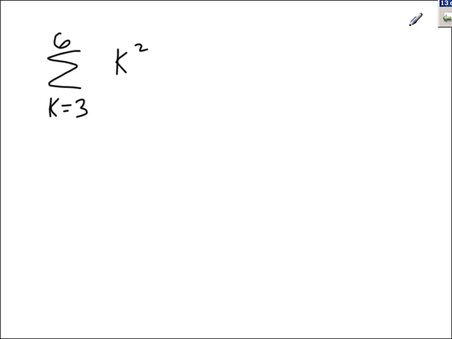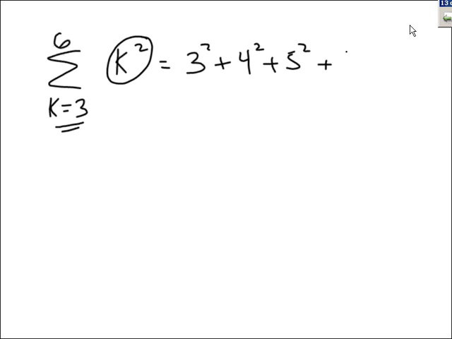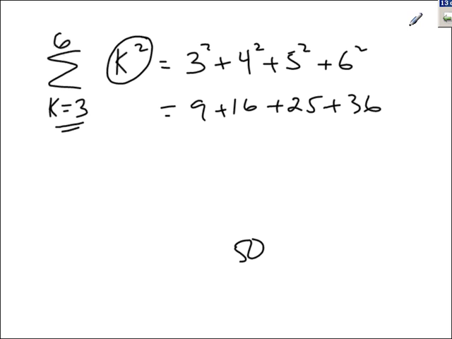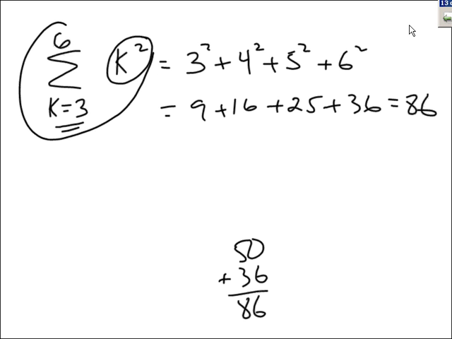Suppose you had k squared. So first k is 3. Write this, except instead of k, write 3 squared. Plus. Now k is 4. Now k is 5. Now k is 6. And you get 9 plus 16 is 25. 5 squared is 25, so that's 50. And 6 squared is 36. When you add these numbers, you get 86. So if somebody asks you what this equals, you say, oh, that's 86. Okay, that is sigma notation.